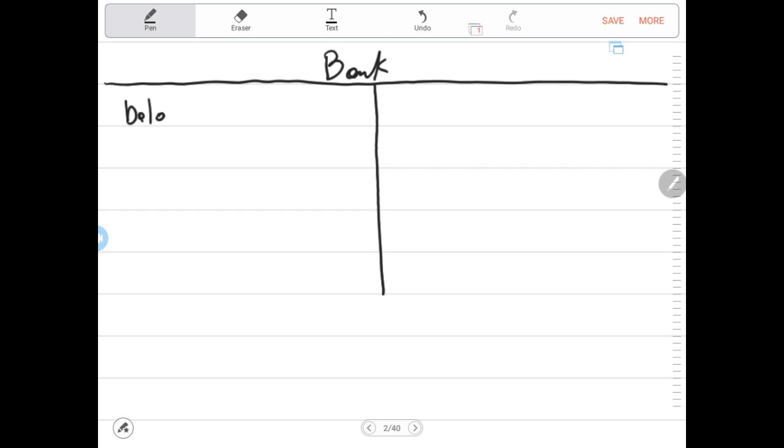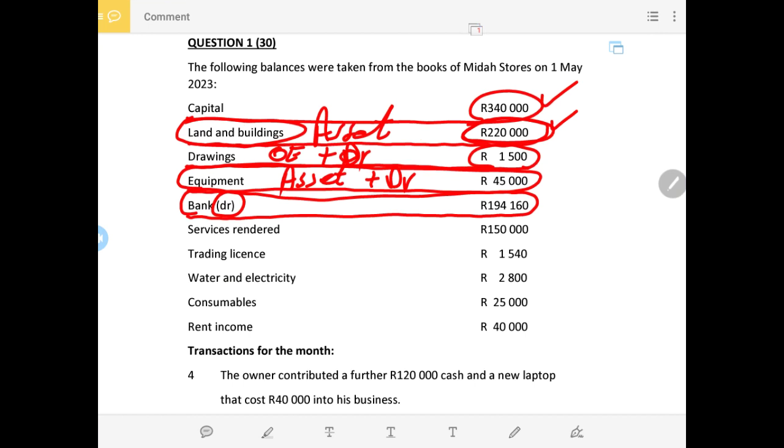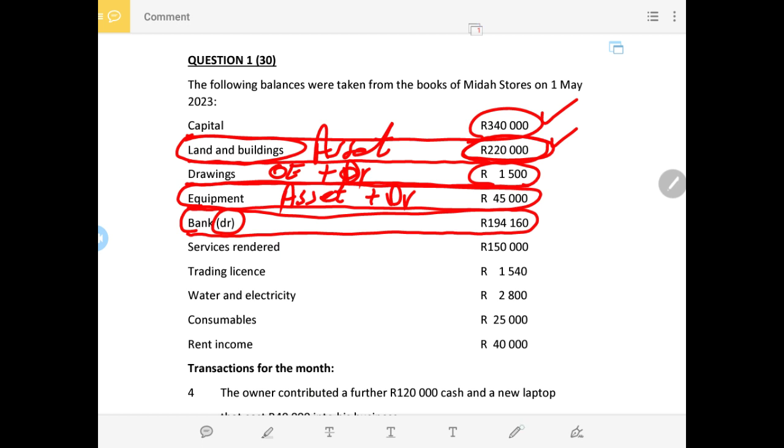Then we have balance. This is balance brought forward. This is money we had in the previous period or in the previous month. We carry it in the following month. It was 194,160. Let me just verify that. Yes, 194,160 on the left hand side, meaning on the debit side, because bank is increasing on the left hand side or debit side as an asset.